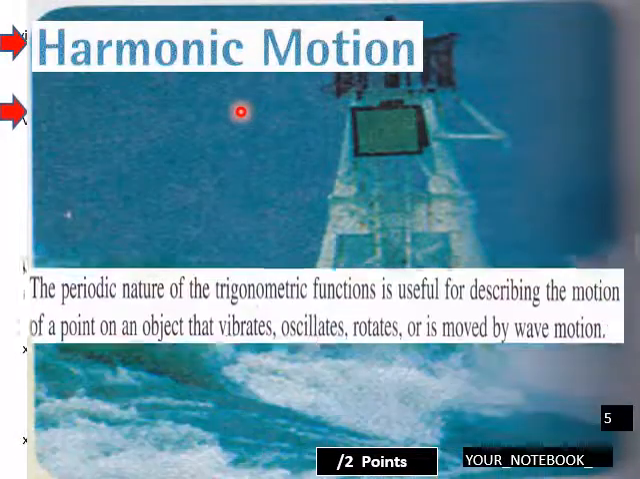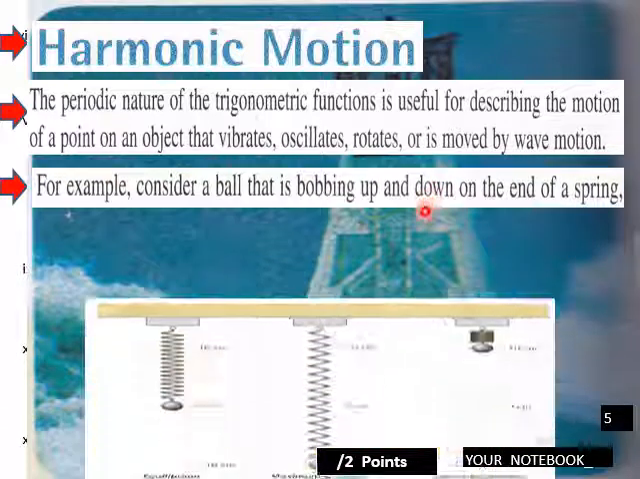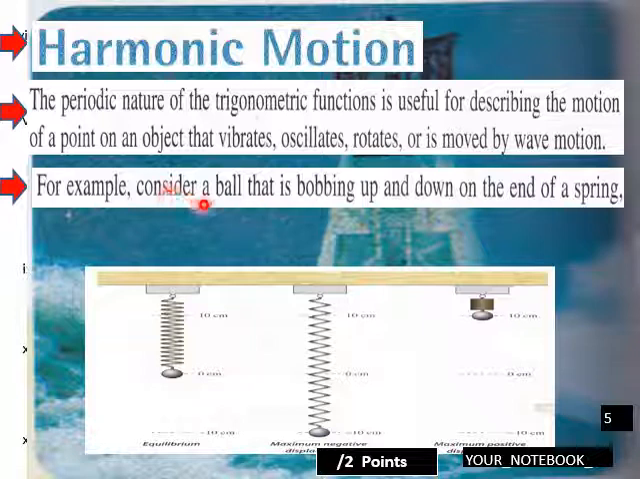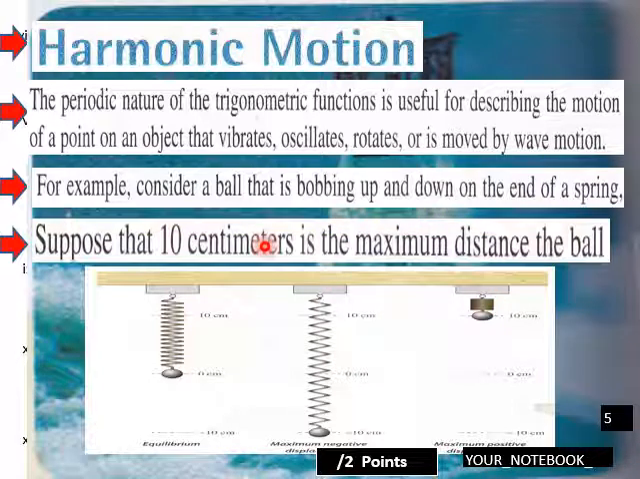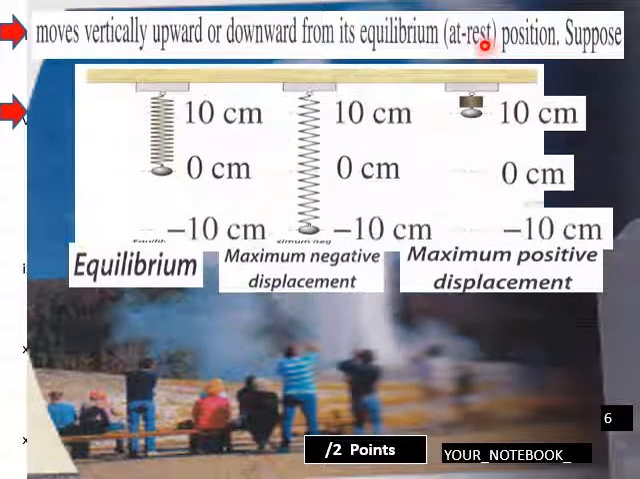In your notebook, harmonic motion. The periodic nature of trig functions is useful for describing the motion of a point or an object that vibrates, oscillates, rotates, or is moved by a wave motion. So, for example, consider a ball that is bobbing up and down on the end of a spring. This is your visual here for that. Suppose that 10 meters is the maximum distance the ball travels upward or downward from its equilibrium at rest position.